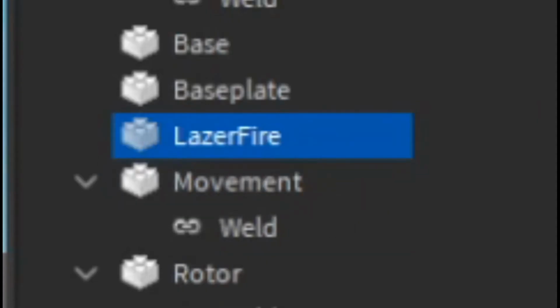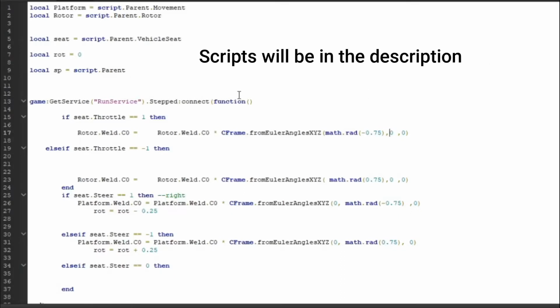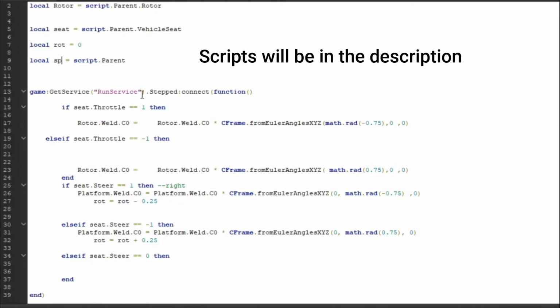Alright, so after some tweaks, we got a good script. What we first do is verify the variables. The SP is the model. We verify the C, which is a vehicle seat, verify the movement, which we're going to name platform, and the rotor, which is find the rotor. Then we go to RunService Stepped, which just runs the service.